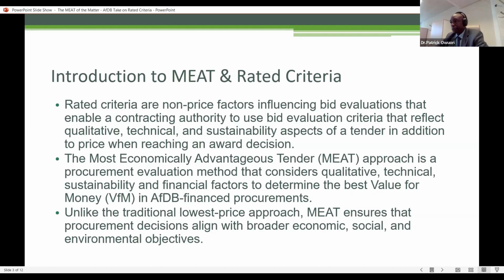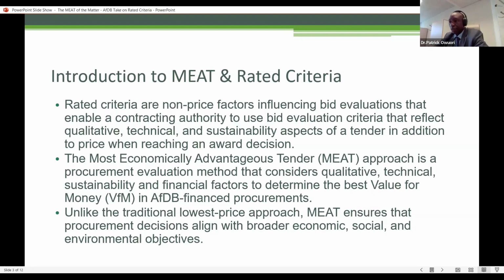So most economically advantageous tender is one of the approaches that use rated criteria. And this is the one that has been advocated for by AFDB in its guidance notes. So unlike the lowest cost, lowest price approach, at least we try to ensure that the decisions in procurement align to broader social, economic, or environmental objectives, which are becoming critical nowadays in procurement.